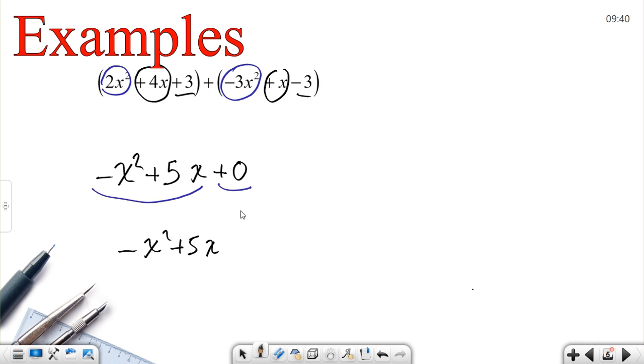So 0 is gone. Why? 0 plus the expression is the expression itself. 0 has no effect when it comes to addition or subtraction.